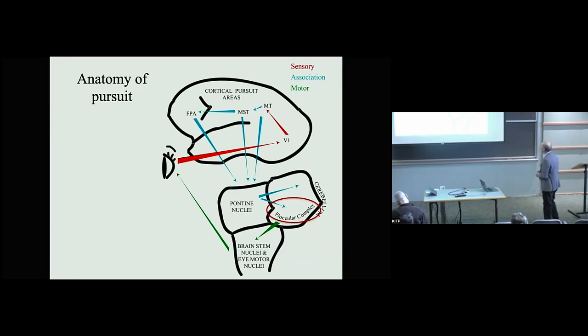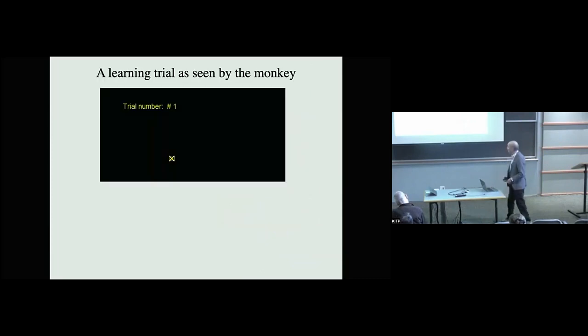There have been multiple PhD theses from my lab and others on it since. But this is the area that turns out to be really important for learning oculomotor tasks, both the vestibulo-ocular reflex and pursuit eye movements. Okay, so a strategy to provoke learning in pursuit.